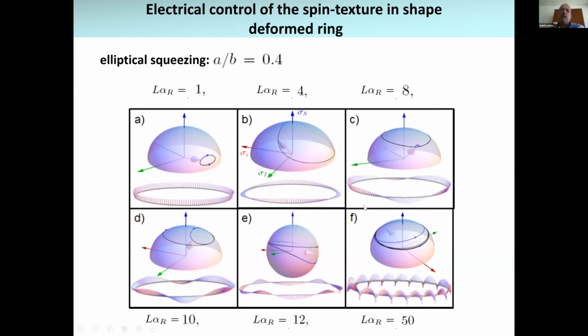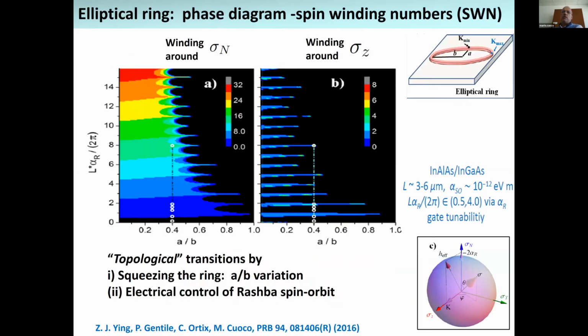I mean, increase the strength of spin-orbit coupling, and the same happens here when you increase more and more this product of the length and the spin-orbit coupling. So we can have a phase diagram at the end, just to wrap up this first part. The phase diagram is quite clean. You can separate two regions.